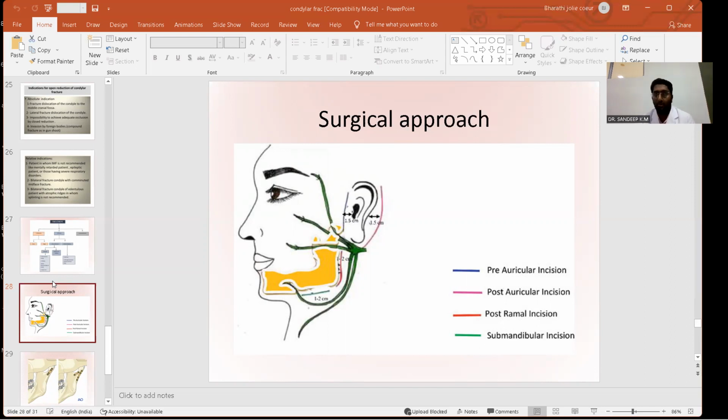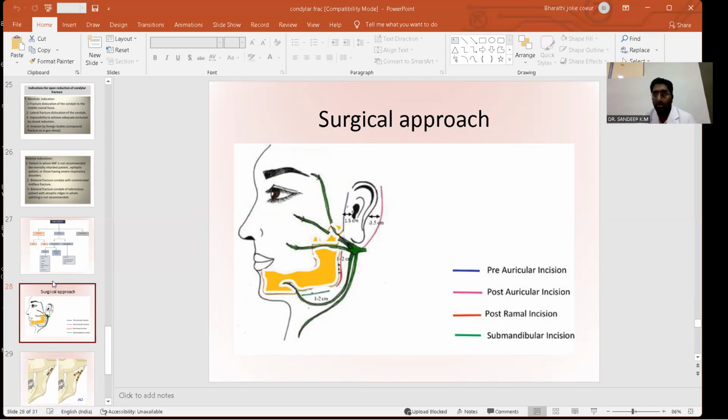Incise the skin and the subcutaneous tissue. Below the tissue, we have the superficial fascia. Below the fascia, we have our platysma muscle. Below the platysma muscle, the parotid gland capsule will be there. Then we have to choose, either a transparotid approach.